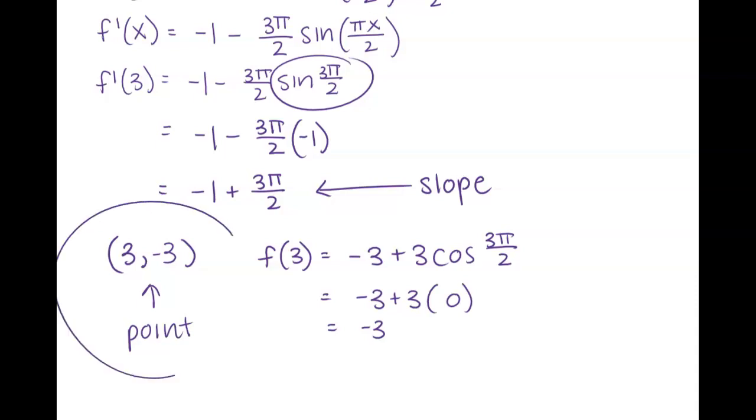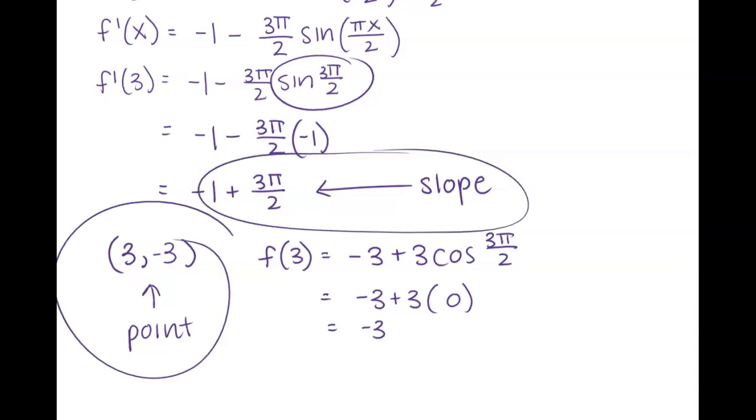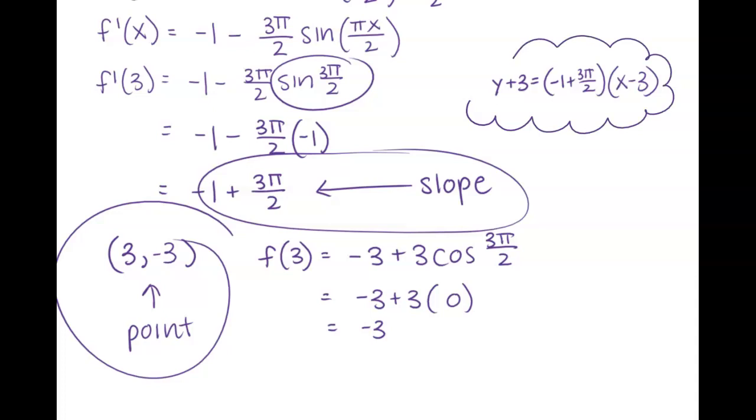We have our point, we have our slope. So the equation of our tangent line, we'll use point slope, and we'll get y plus 3 equals -1 plus 3 pi over 2, kind of an ugly slope, but still works, times x minus 3. And that's the equation for our tangent line.